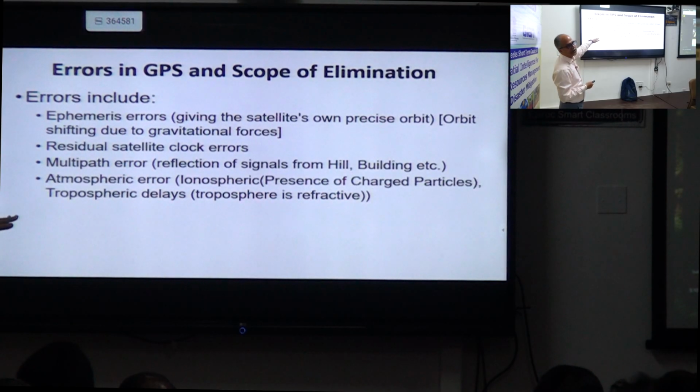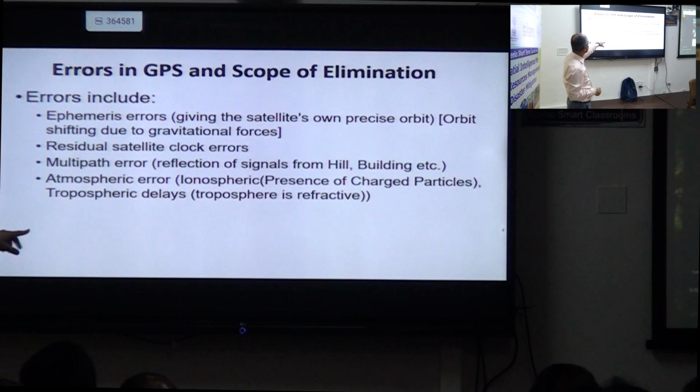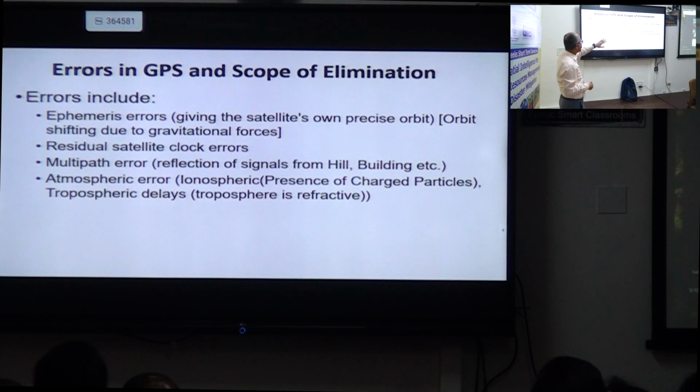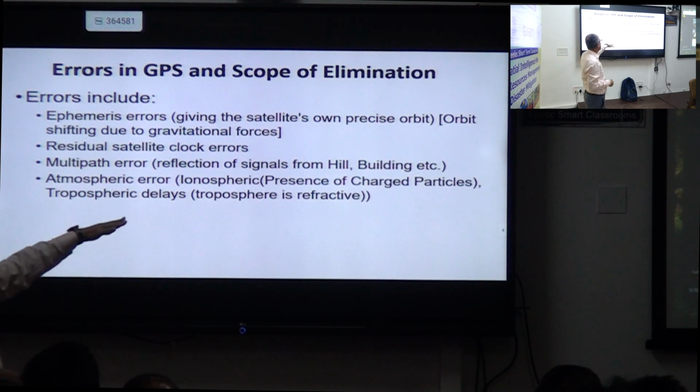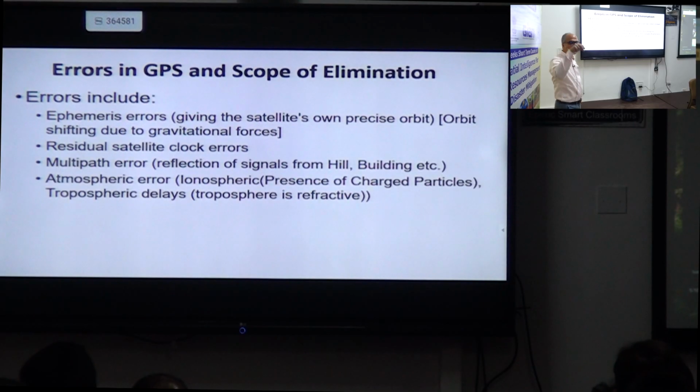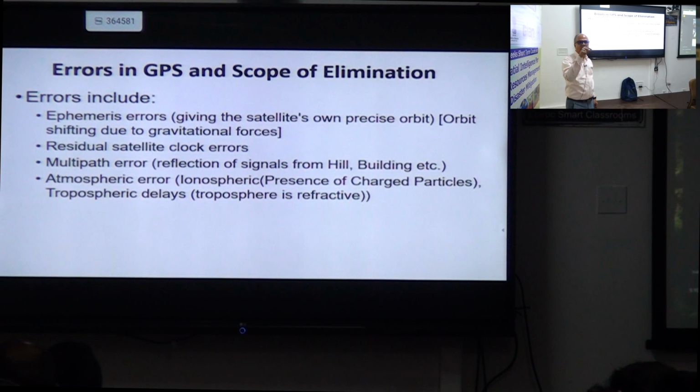Then atmospheric error. In the ionosphere, because of the presence of charged particles, some error can come in. In the troposphere also, there is refraction of the wave, so there will be some delay in the speed. We consider that speed is known, but it may not always be exactly what we are thinking. In the ionosphere as well as the troposphere, there may be some delay.